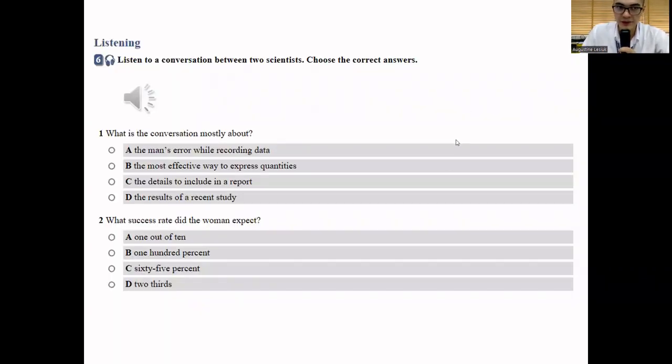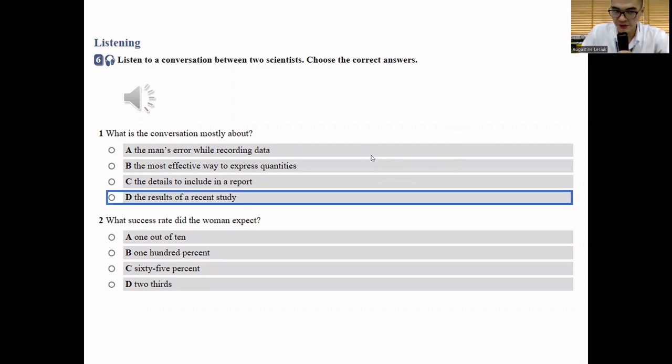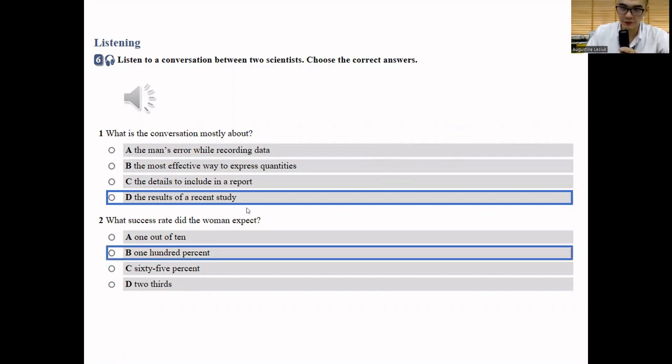Here are the answers. What is the conversation mostly about? It is mostly about the results of a recent study. So they were testing a new drug and they were discussing the results of their medical analysis on that new drug. For the second one, what success rate did the woman expect? She expected 100% success. Unfortunately for her, it was only successful 10% of the time. Okay, so those are the answers. Moving on to the next segment.